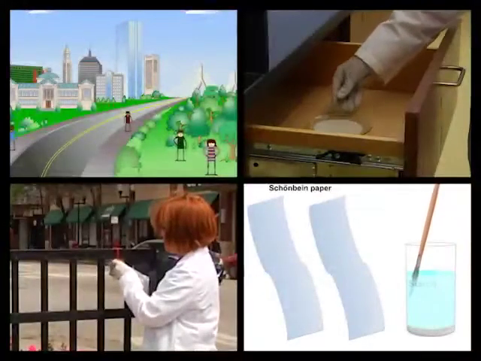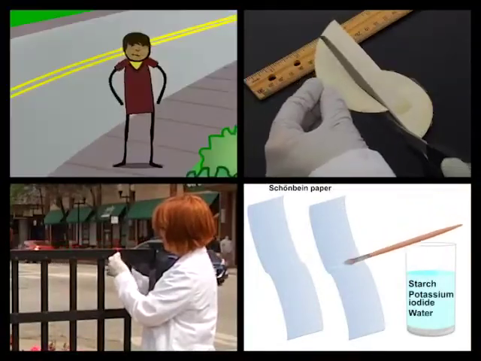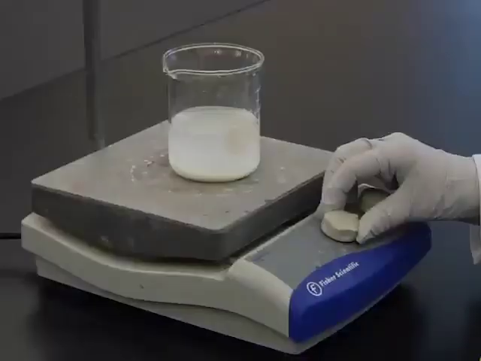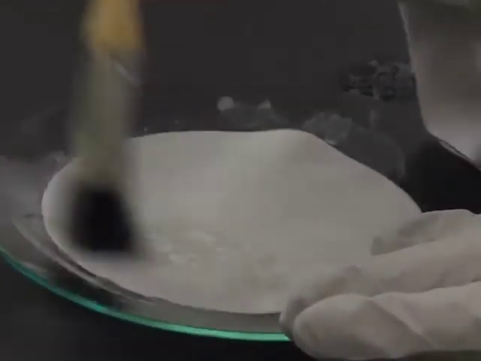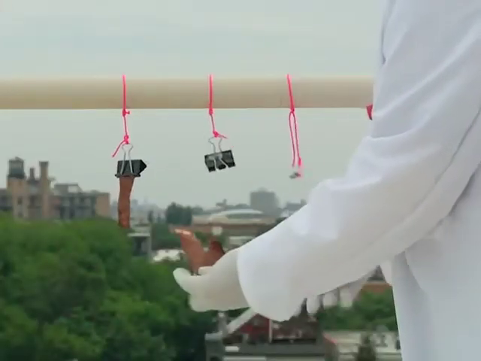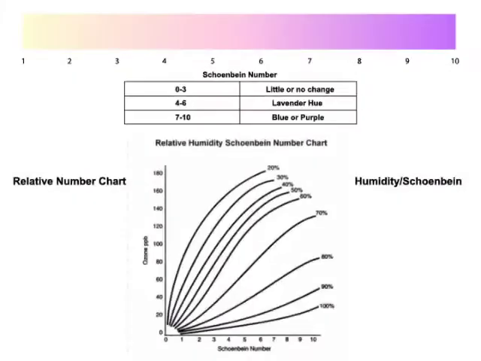You've just watched Jove's introduction to measuring tropospheric ozone. You should now understand how tropospheric ozone is formed and why it's a concern, how to make Schoenbein paper to test for ozone, and how to interpret test results.